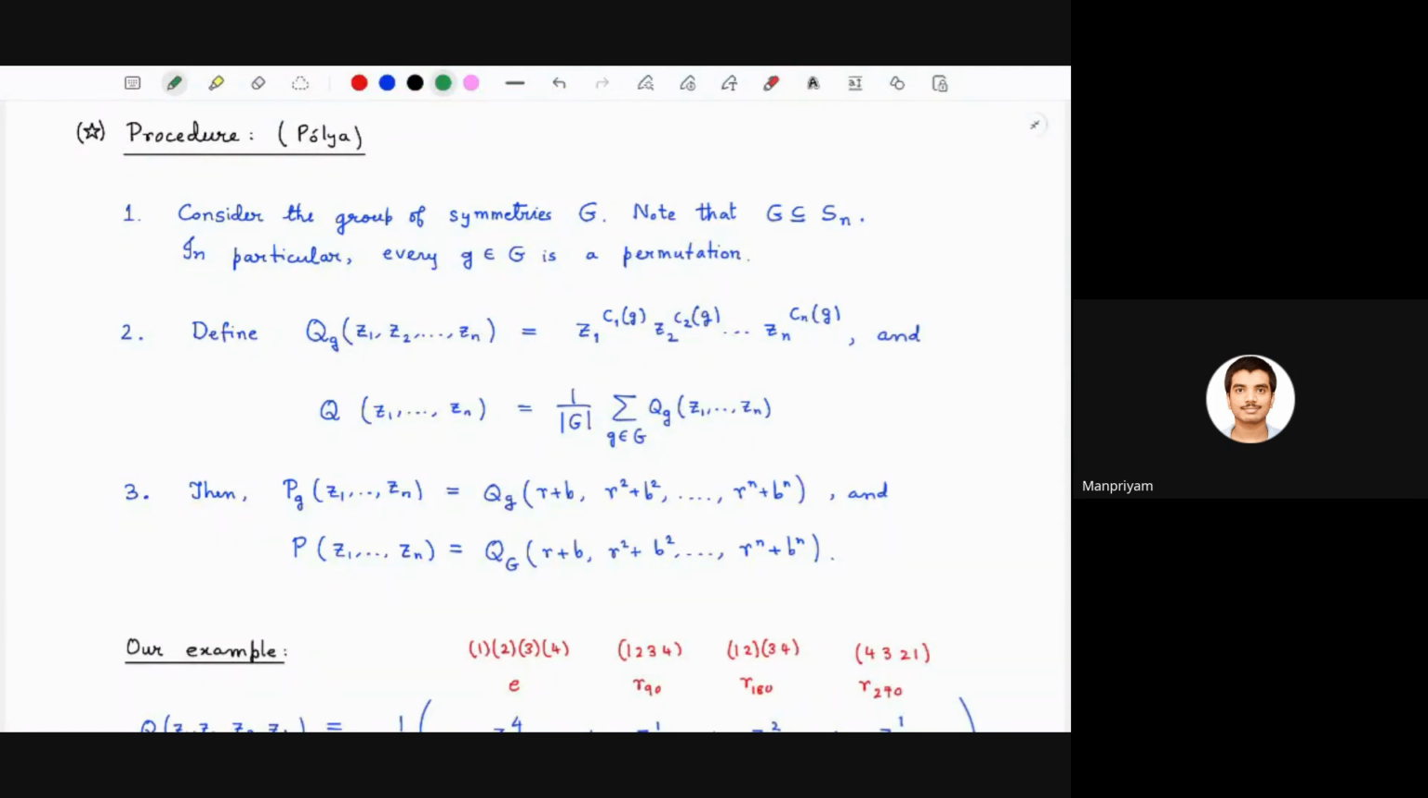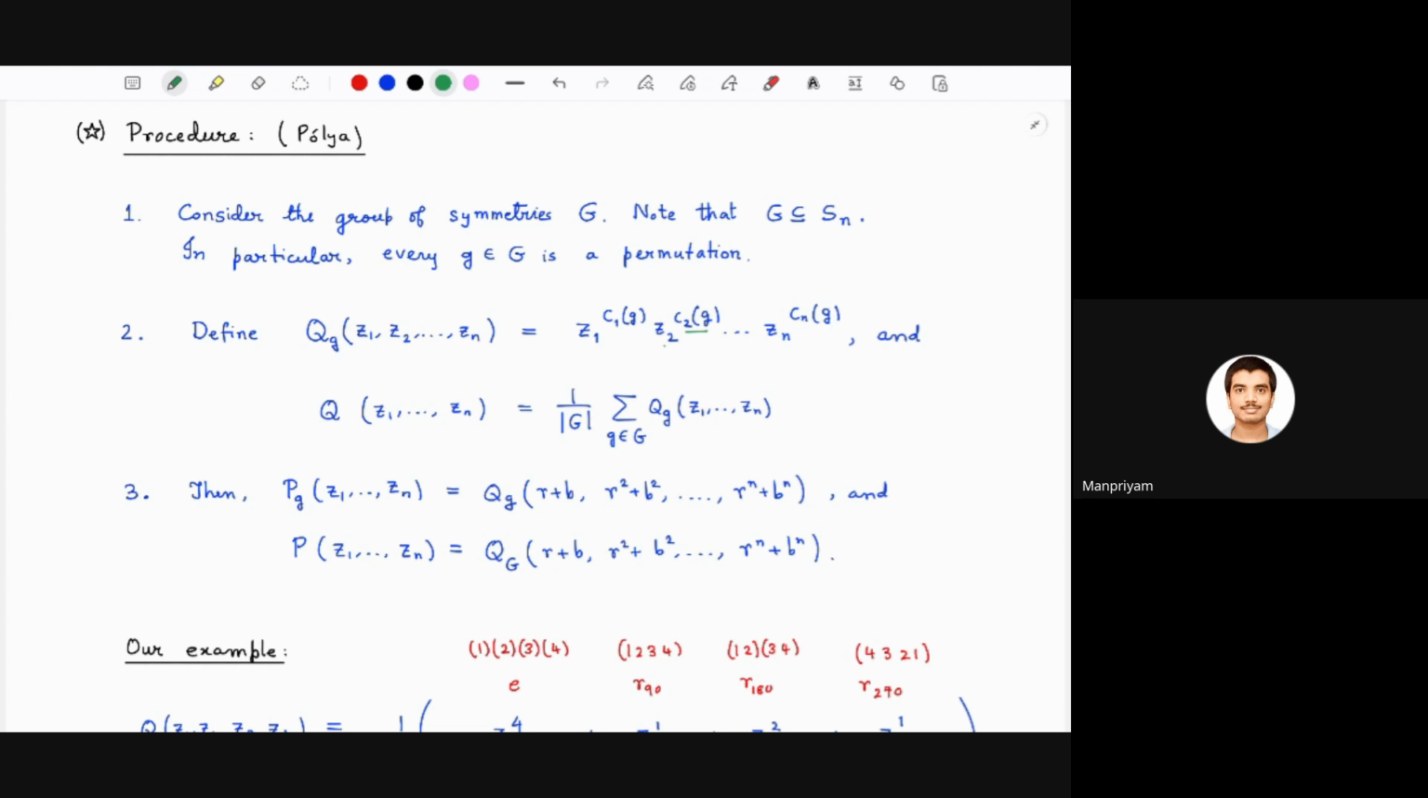So you look at this group of symmetries. Every element in this group is of course a permutation on the n vertices, and define these polynomials Q. Q of Z1 through Zn is simply Z1 to the power of the number of cycles in g of length 1, Z2 to the power of the number of cycles in g of length 2, and so on, and define Q to be an average of these guys.